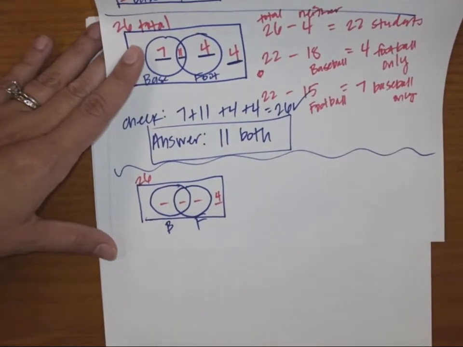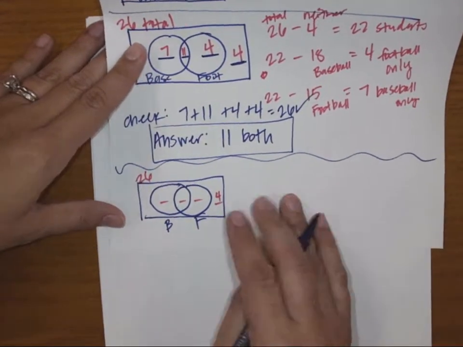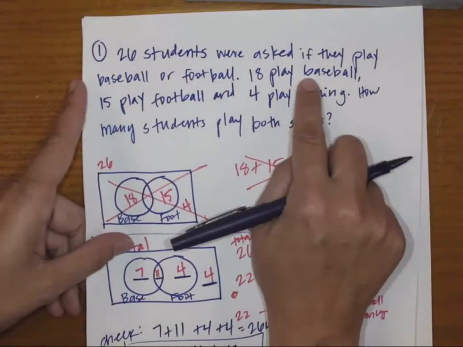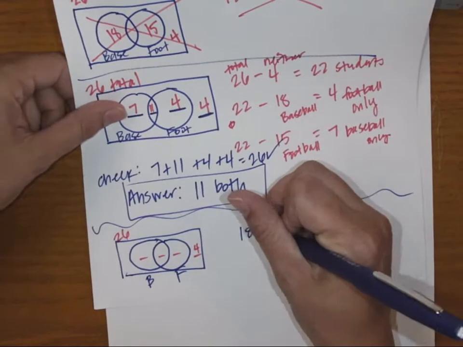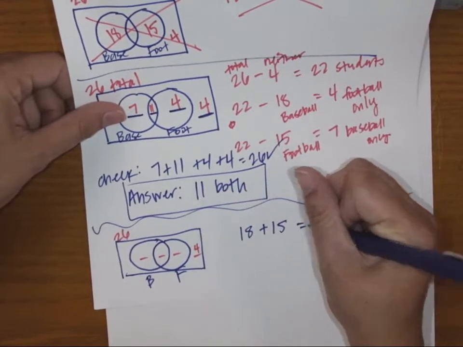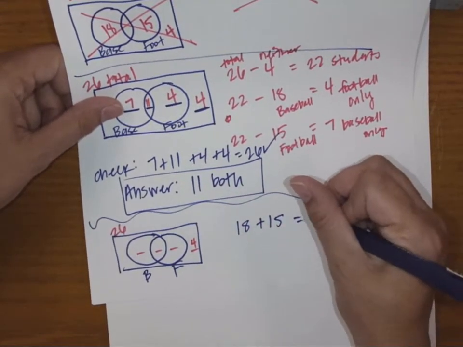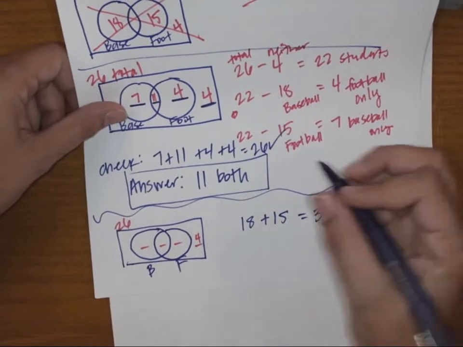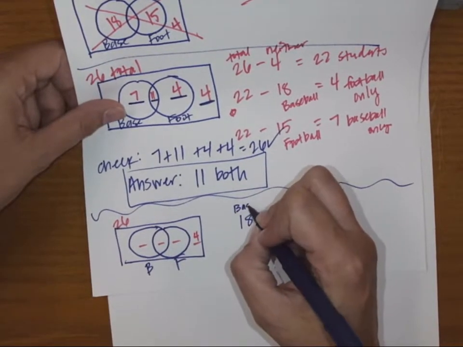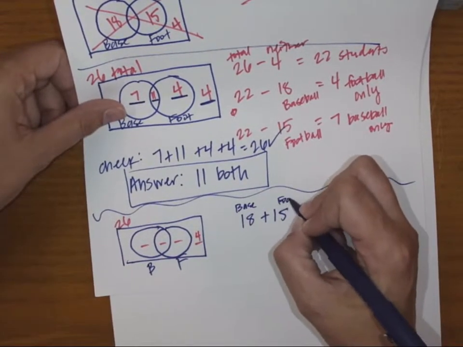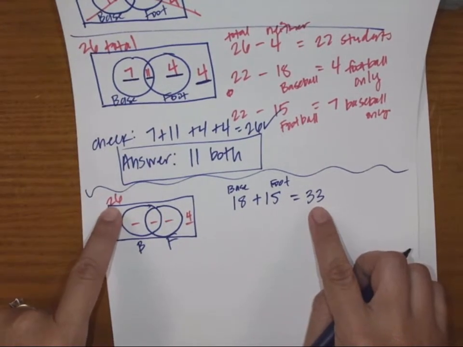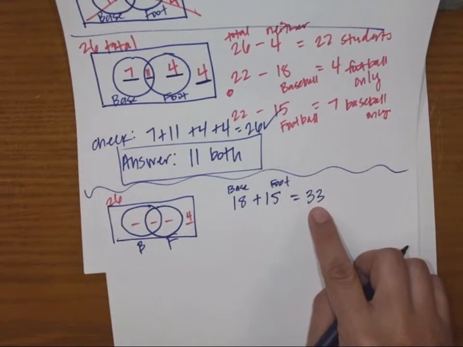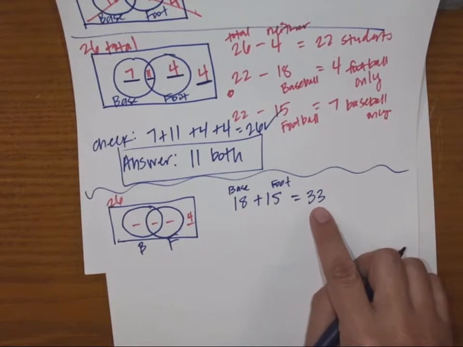Okay, so what some students do is they take the 2 numbers that were given, the 18 play baseball and 15 play football, and they add those up. So 18 plus 15 gives me a total of 33. Well, 33 students is already way more than I'm supposed to have, right? Because there are students that play both of them.